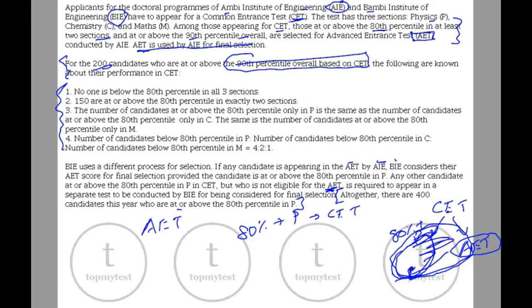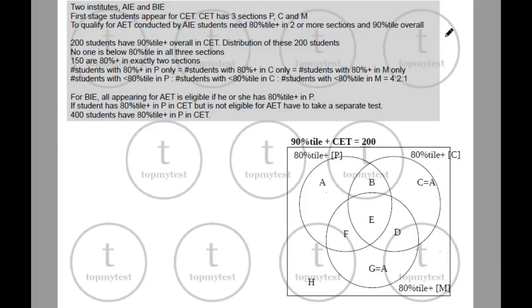Similarly, these 200 people, some of them may not be eligible for AET because for AET, besides 90 percentile, you need 80 percentile in at least 2 sections. So I've summarized the information. Let's see how this goes. So we'll first look at the CET one.